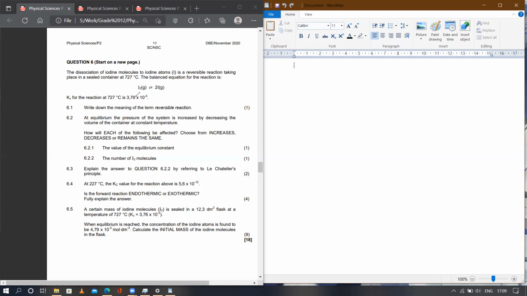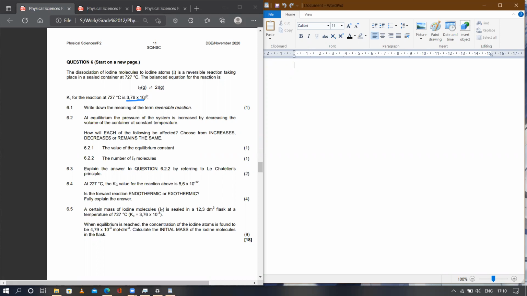So they tell you that the equilibrium constant, the Kc, is 3.7 times 10 to the exponent -3. And now they're asking you what's the meaning of the term a reversible reaction. So what I would say, a reversible reaction is basically a reaction that can be reversed, where the products can be converted back into the reactants.